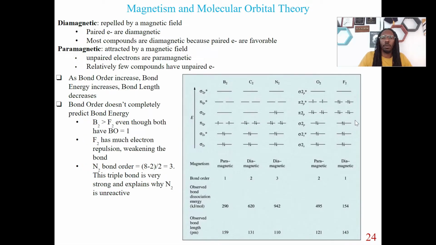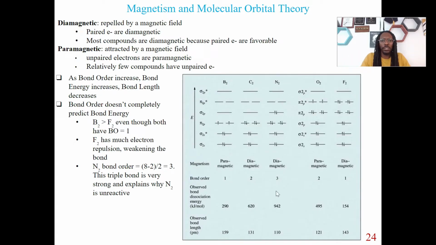But once we do our molecular orbital theory, right, we're going to find a bond order. In this case, 1 for boron, 2 for carbon, 3 for nitrogen, 2 for oxygen, and 1 for fluorine, right? And once again, bond order we find by taking the bonding electrons minus the anti-bonding electrons, divided by 2.